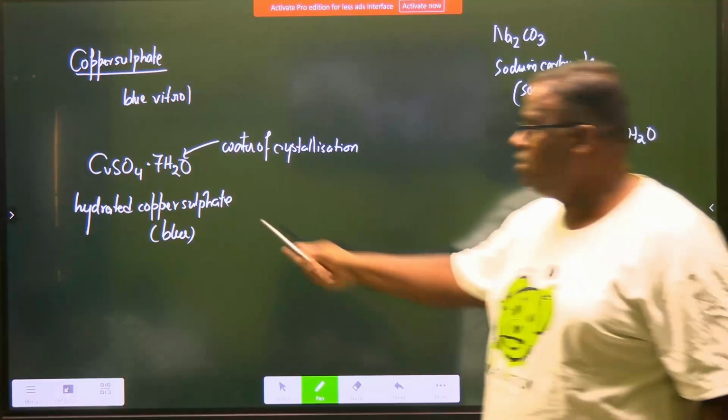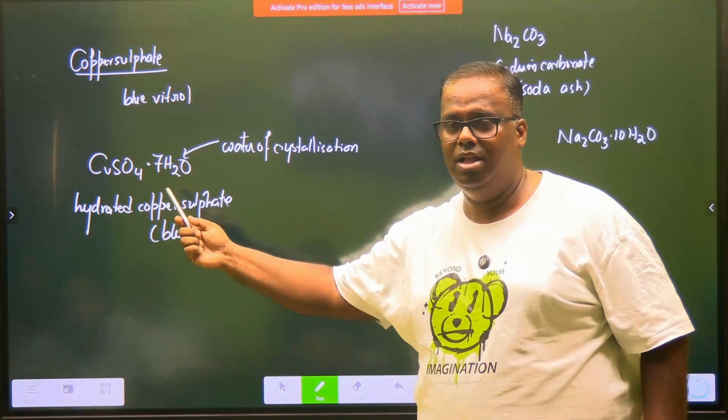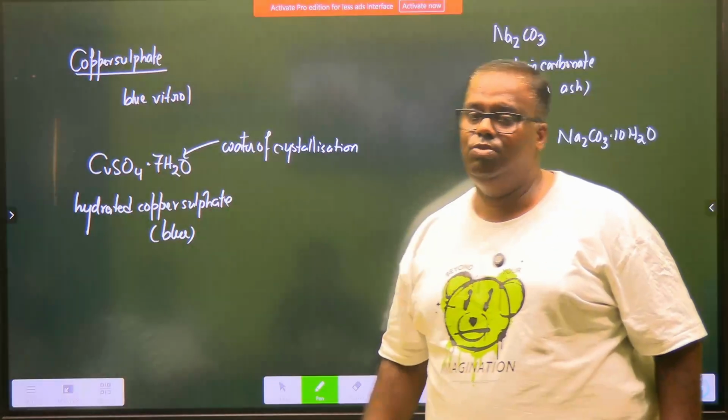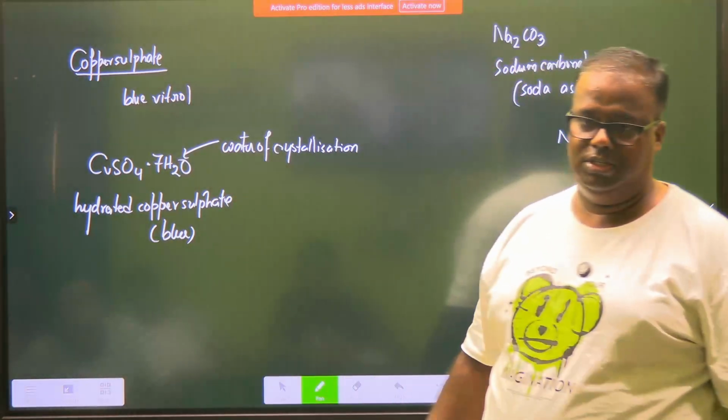If you take this salt and you start heating it on a pan, all the water of crystallization will evaporate out, leaving you white color copper sulfate.